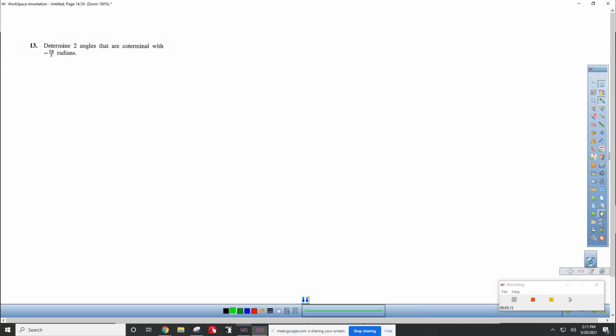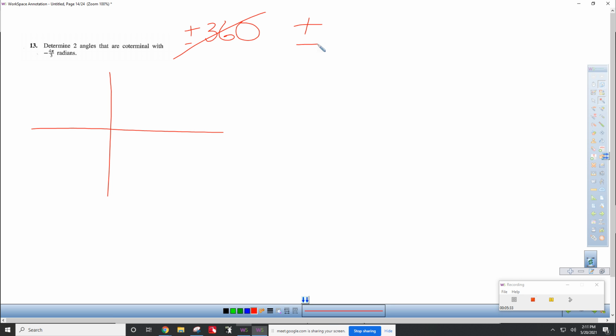Determine two angles that are coterminal with negative 4 pi over 3. Well, the quick way to do this is just, coterminal means they end at the same spot. So all we have to do is add and subtract 360. But this is in radians, so we will add and subtract 2 pi. That's how you do this. So you get negative 4 pi over 3 plus 2 pi. Negative 4 pi over 3 minus 2 pi. Now, you could also have added 4 pi if you wanted, like add 720 degrees.